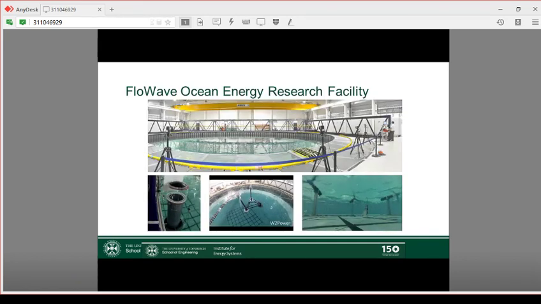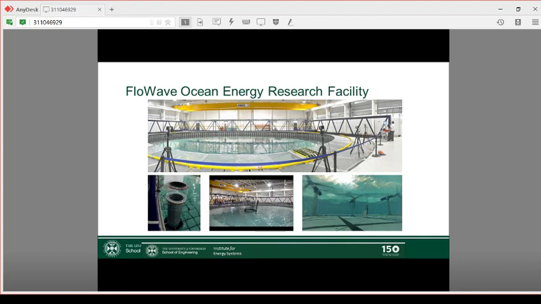We have the FloWave Ocean Energy Research Facility, which is a unique wave and tidal test facility. It's one of 2 circular wave basins in the world, and it's the only one that generates wave and tidal currents from any direction. And I will show you some results from some experiments we've done in that.